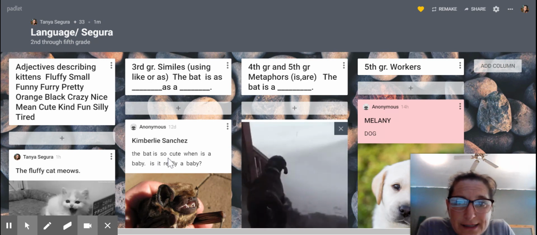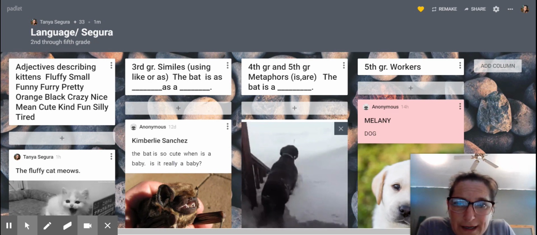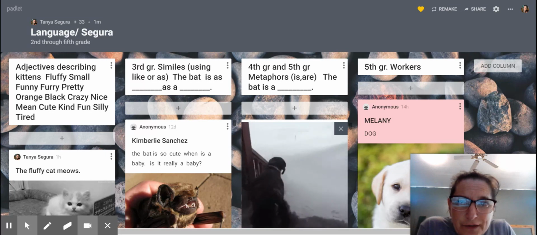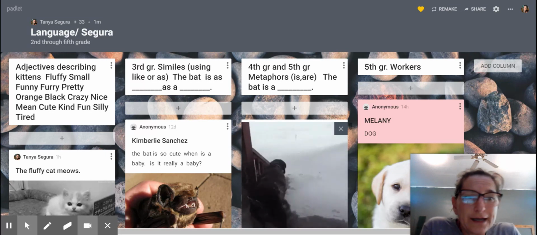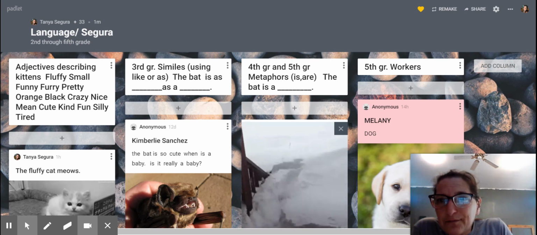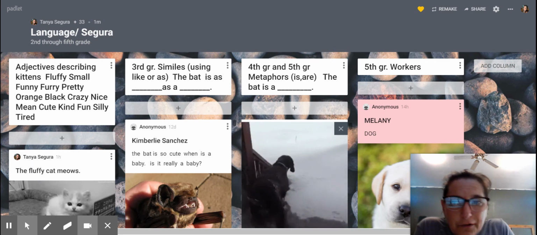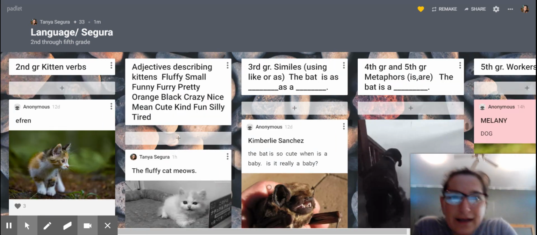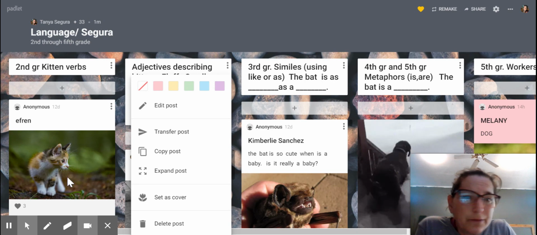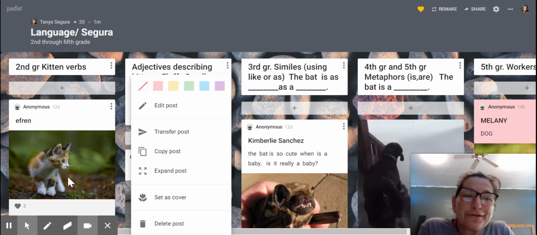The bat is so cute when it is a baby. So the simile would actually be the bat is as cute as a baby. And here's an adjective. I use the word fluffy for a cat. And if you want to do some cat verbs, please do cat verbs. Don't just put a picture, but actually put the verb.